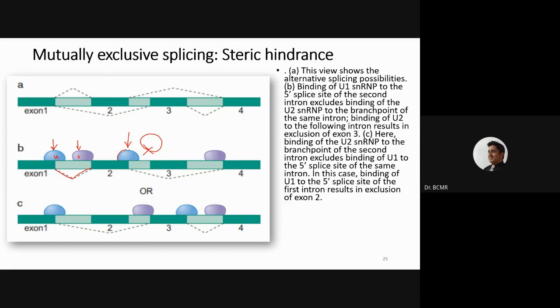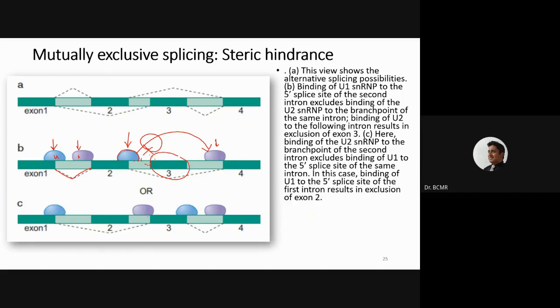Here you have the U1, but because of its binding, the other proteins that are supposed to recognize the 3' splice site are not binding. Where is the next 3' splice site? It is here. And then splicing will happen between these two. So that is how exon 3 will be excluded.